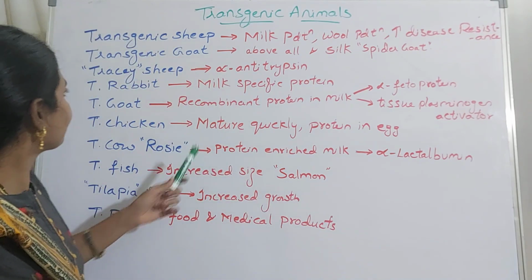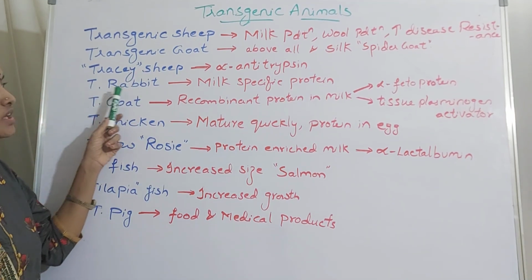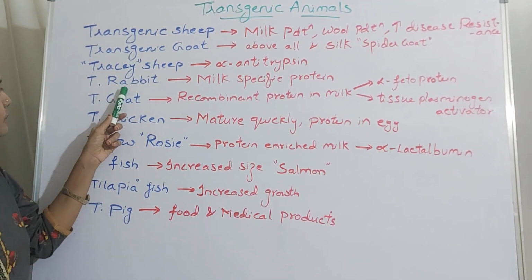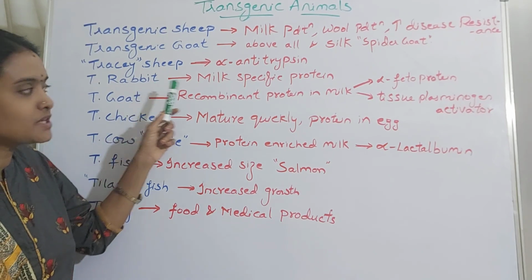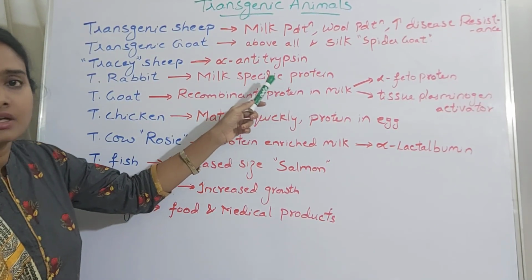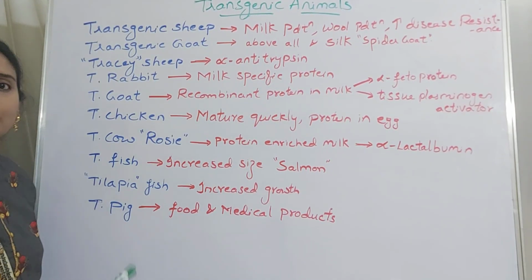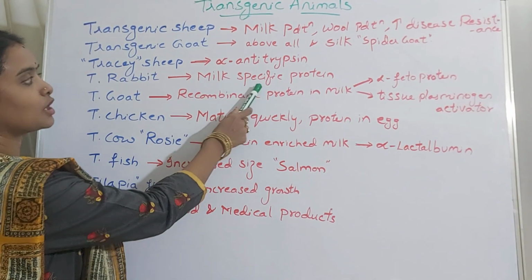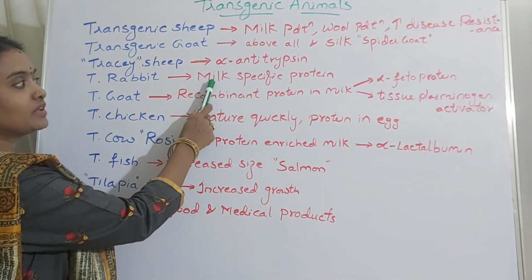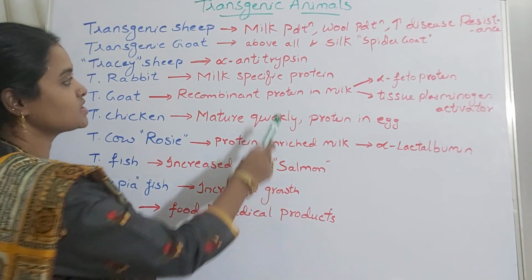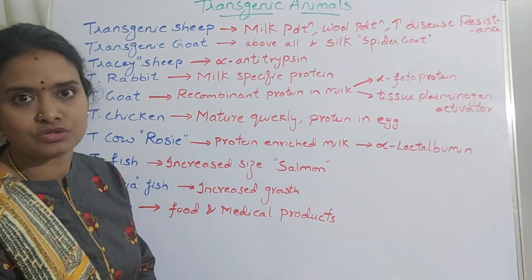Right? Next coming to the transgenic rabbit. Again, this rabbit is introduced with specific proteins, right? So that they are expressed in the mammary glands and those cells are able to produce milk with the specific proteins which are having medicinal values.